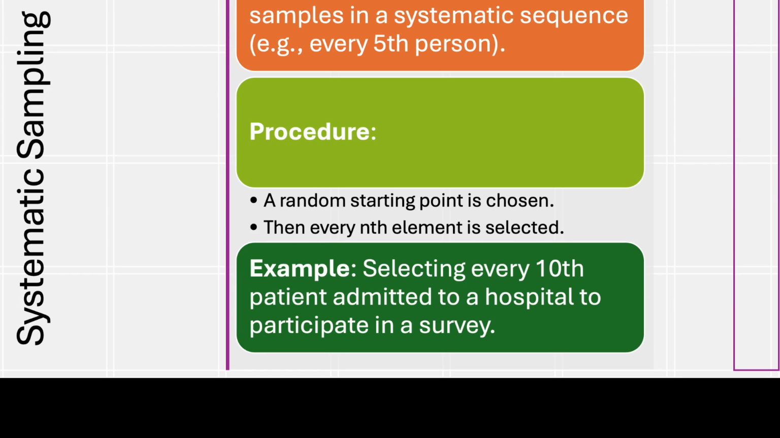Systematic sampling: the selection of samples follows a systematic sequence. So every fifth person, we are going to rank the number of individuals.